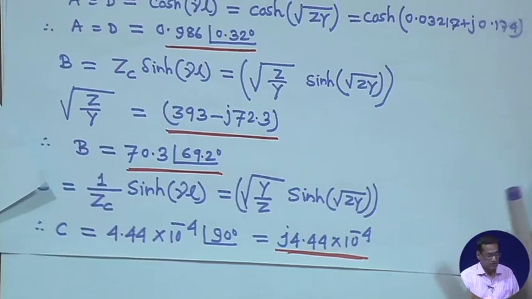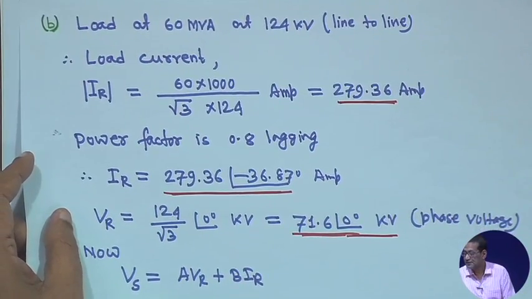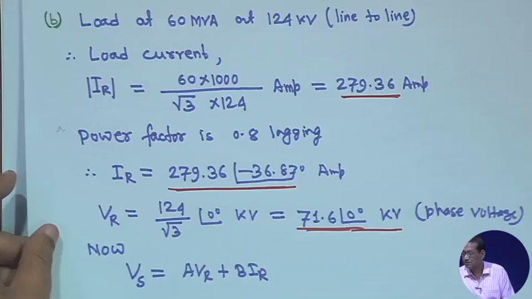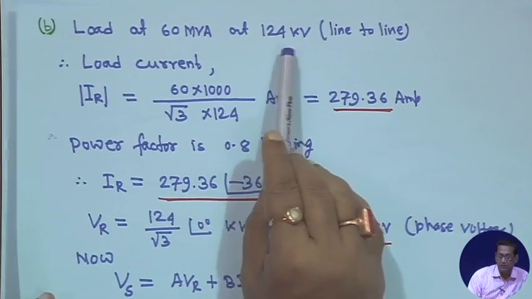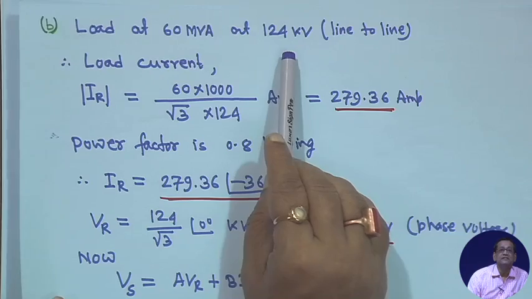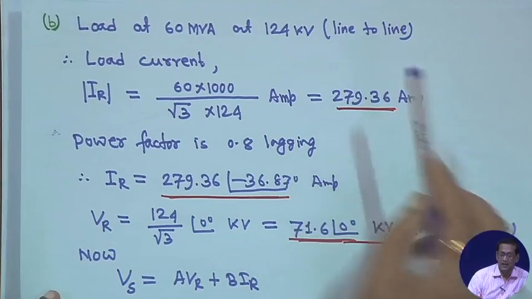These are over. Now, next is part B, where you have to find the sending end voltage, current and power factor. The load is 60 MVA at 124 kV. If nothing is mentioned, you have to assume this is line to line. So, this voltage is line to line.